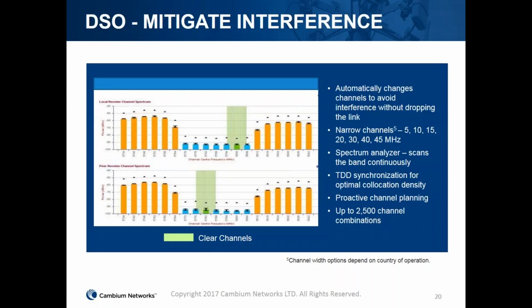The spectrum analyzer is able to pick up narrow channels from a range of 5 megahertz to up to 45 megahertz. This is all in real time. So the PTP 650 actually proactively looks for a better channel, so it can plan better.